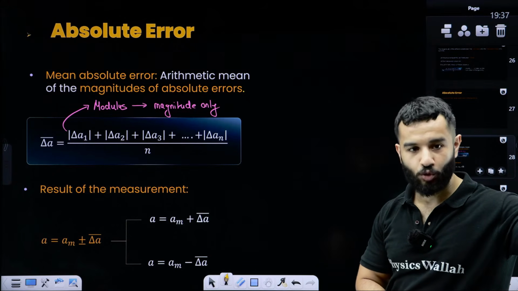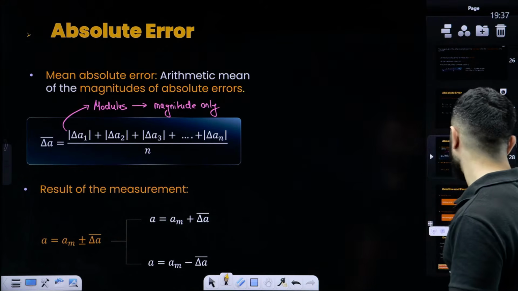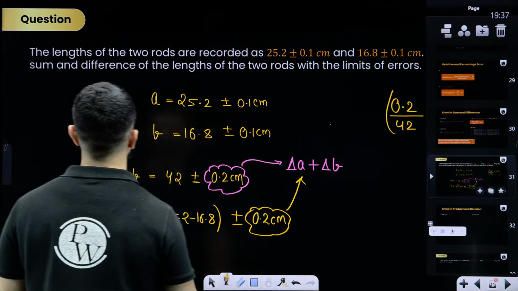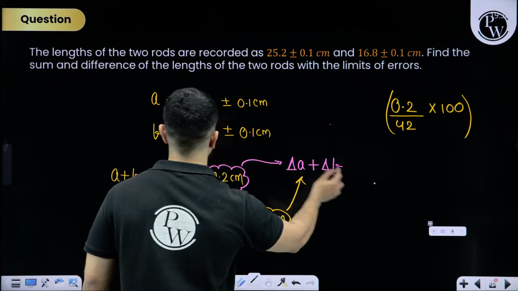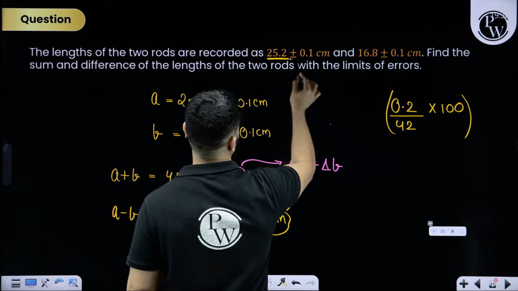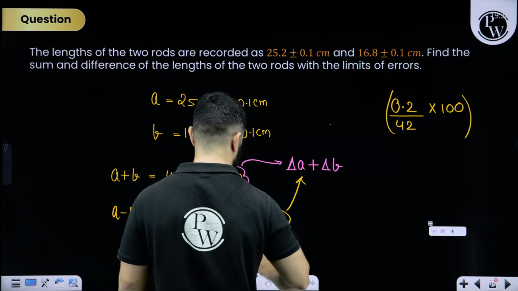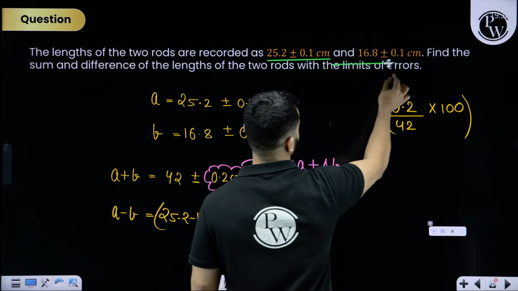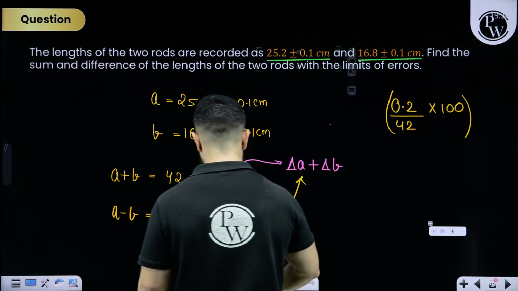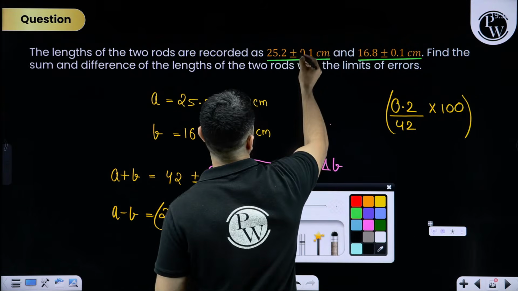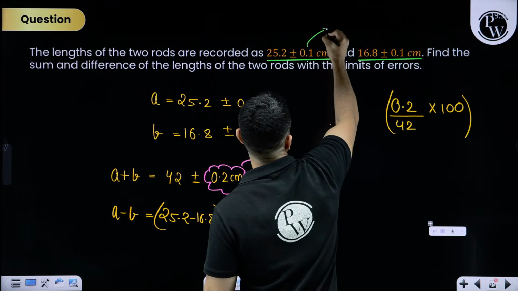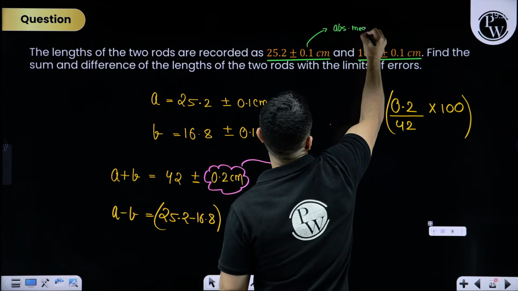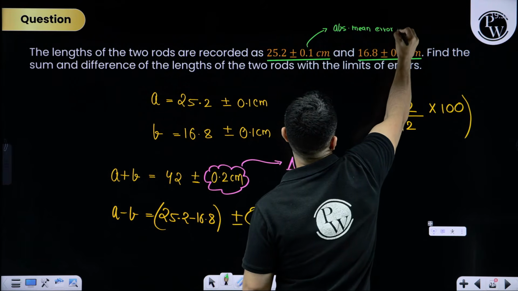All right, I'll explain this question again. They are saying that we have got two measurements. Let's suppose this is A and this is B. Clear? This value plus minus 0.1 centimeter is considered as the absolute mean error in A.